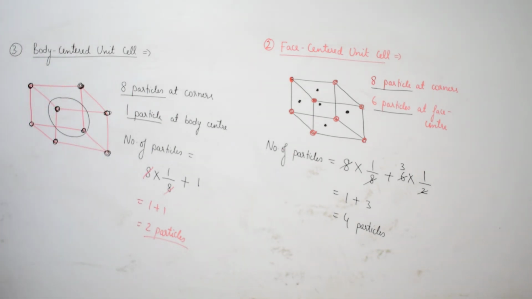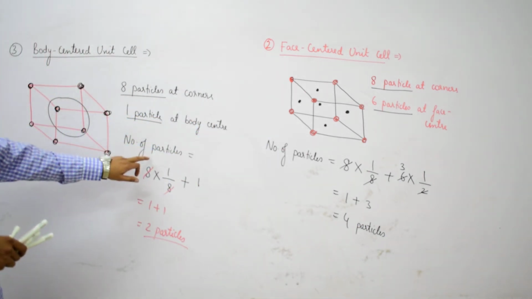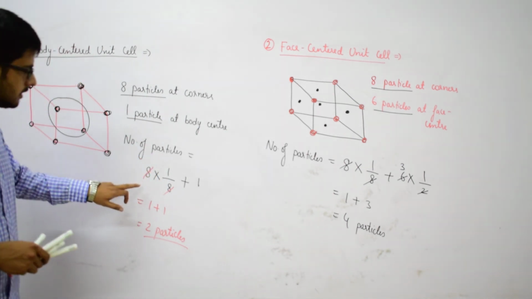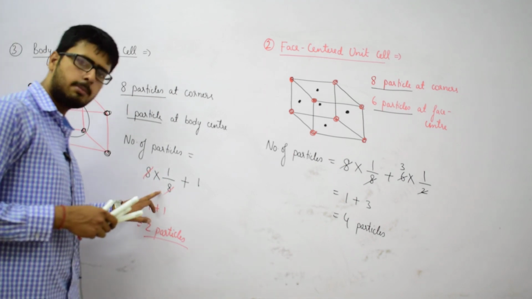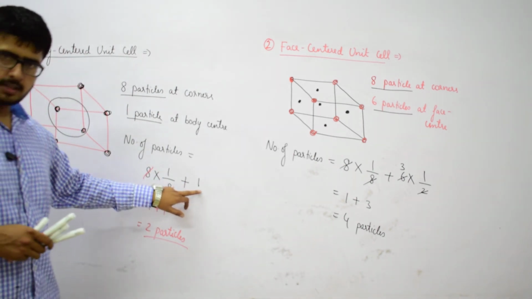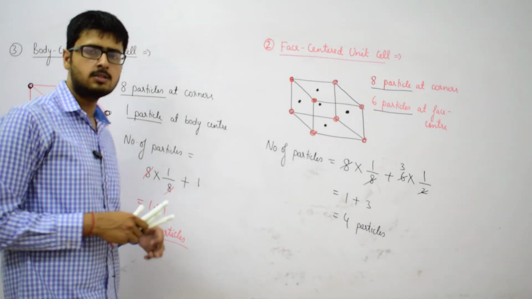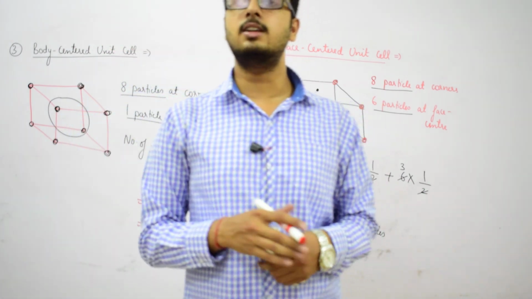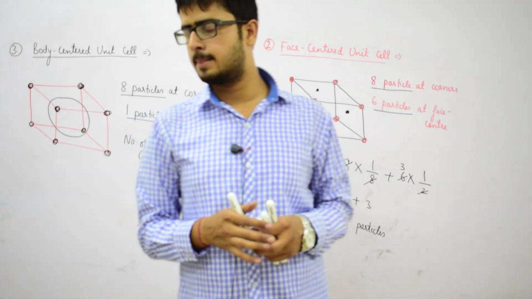So, this was the third case of body centered unit cell, wherein 8 particles are present at 8 corners and 1 particle is present at body center. When we calculate the number of particles, the 8 particles at the corners have a contribution of 1 by 8 and 1 at the body center. So, this would cancel out, it will become 1 plus 1 is equal to 2 particles. So, in the case of body centered unit cell, we have a net amount of 2 particles in the given unit cell. Thank you, class.